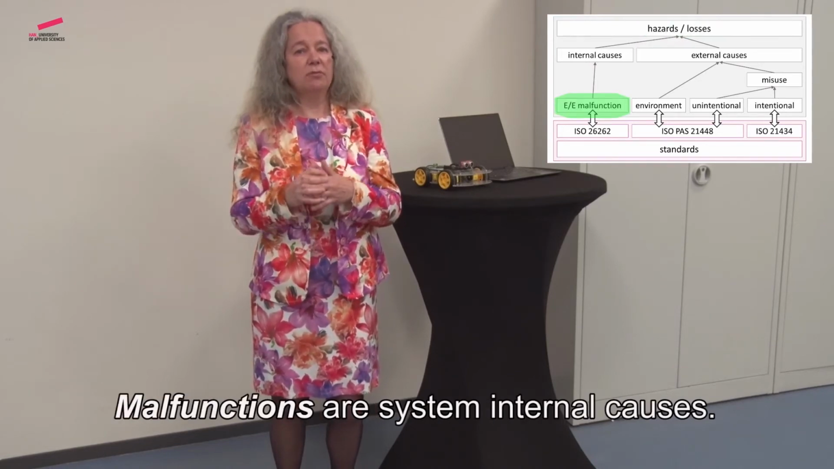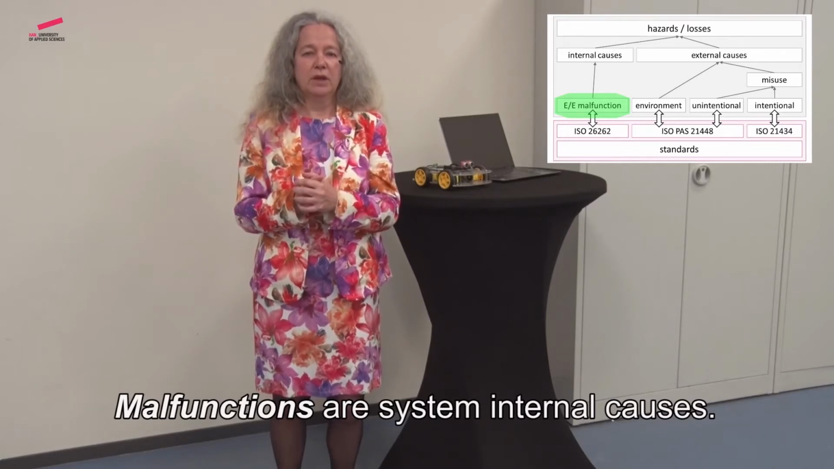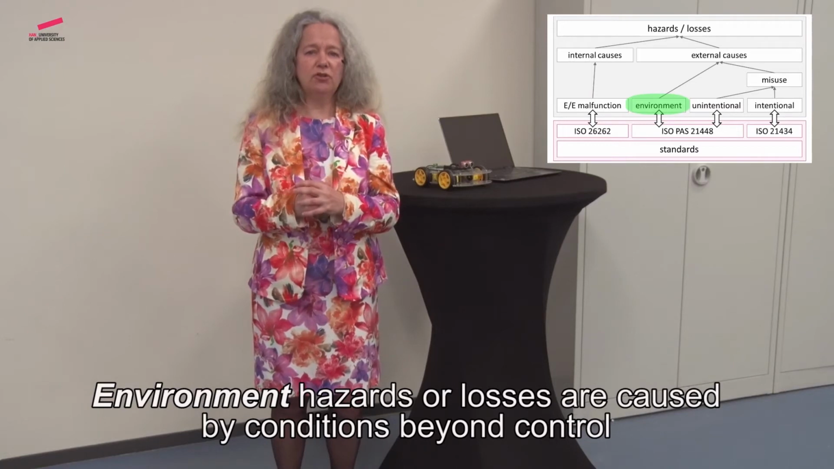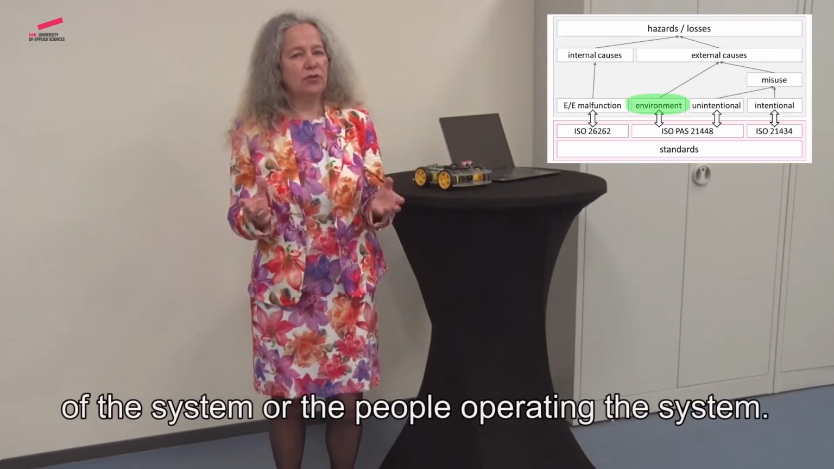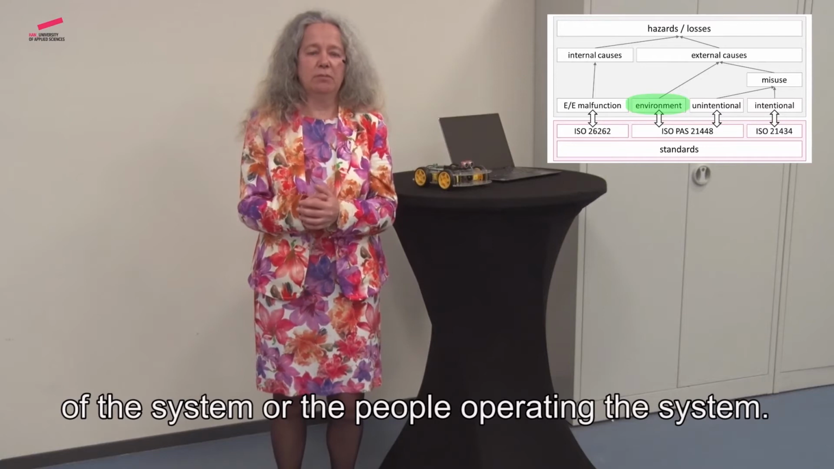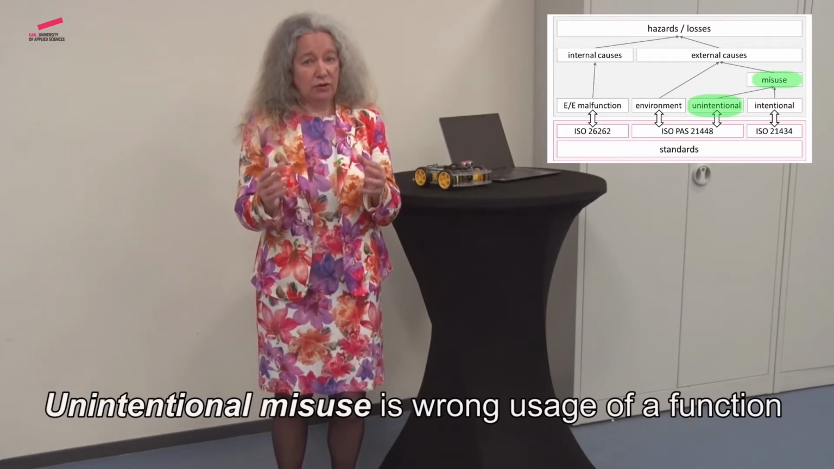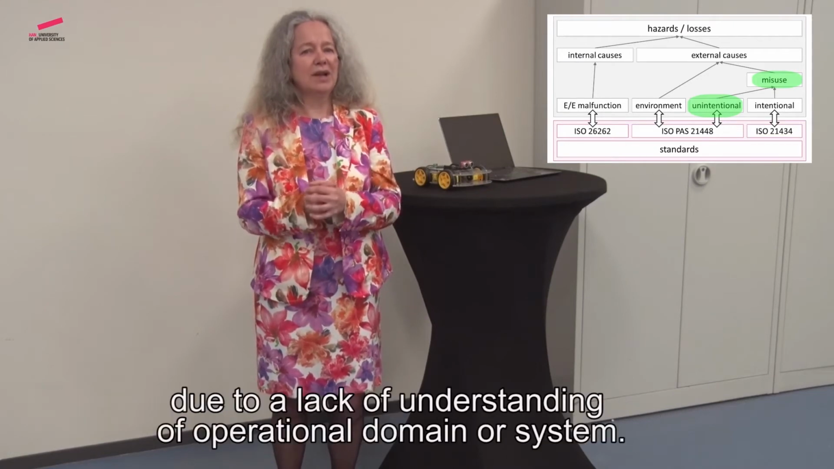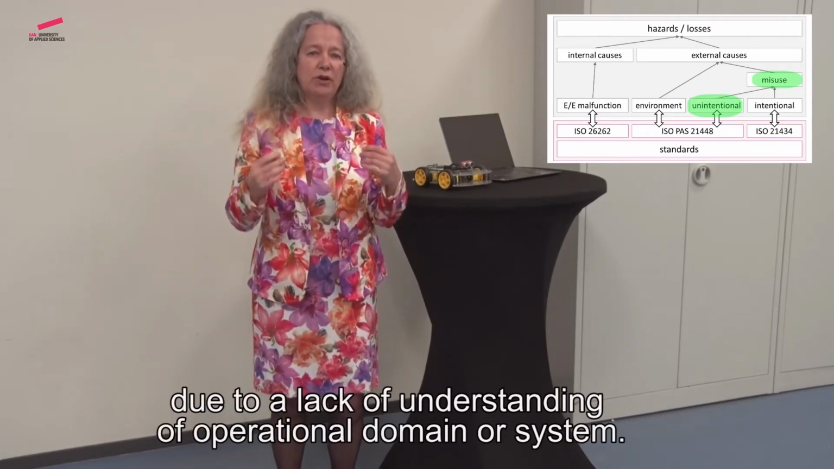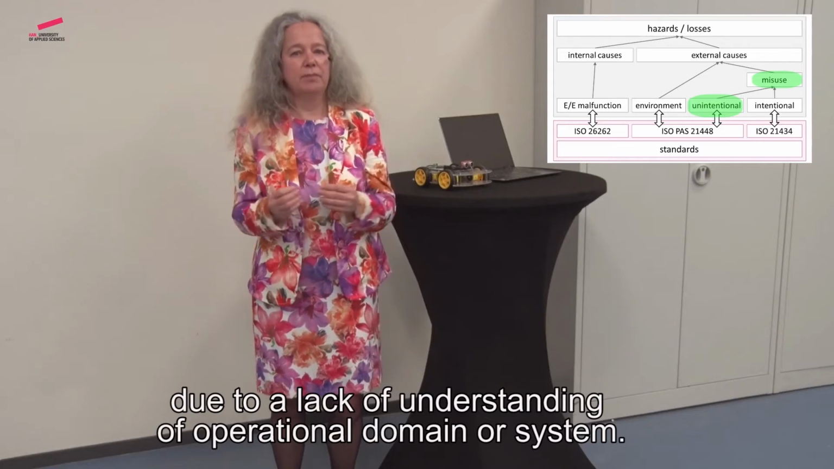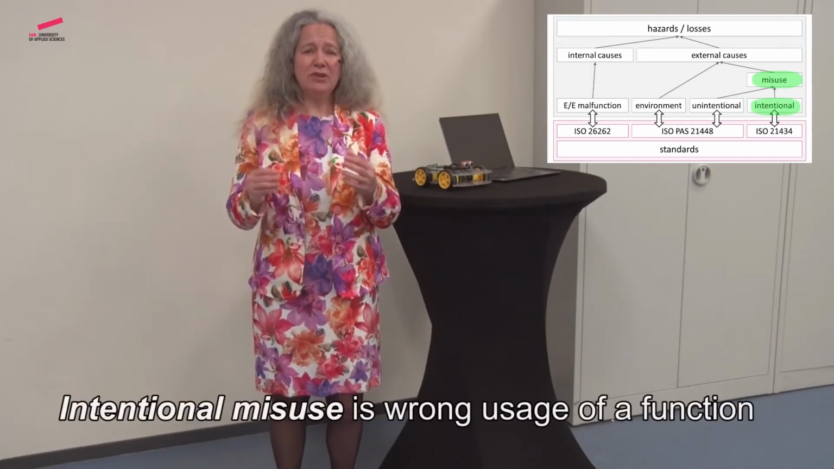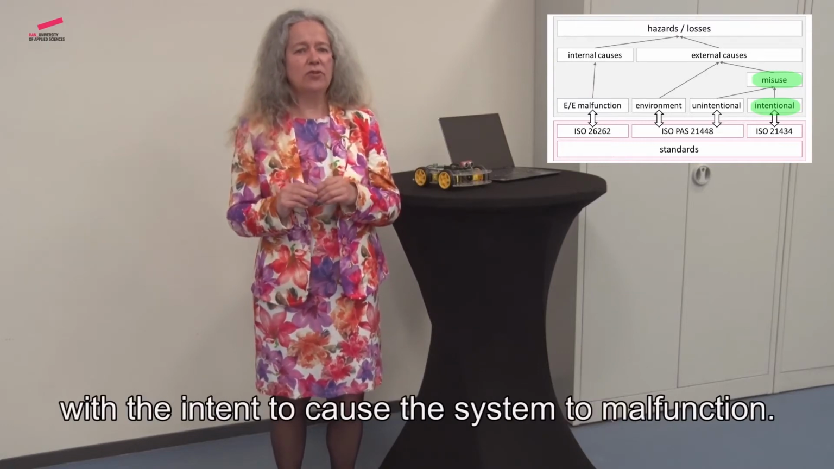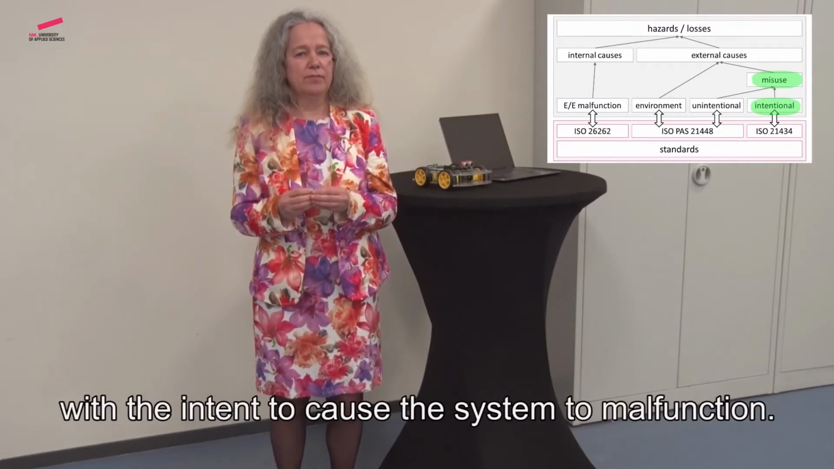Malfunctions are system internal causes. Environment hazards or losses are caused by conditions beyond control of the system or the people operating the system. Unintentional misuse is wrong usage of a function due to a lack of understanding of the operational domain or the system. Intentional misuse is wrong usage of a function with the intent to cause the system to malfunction.